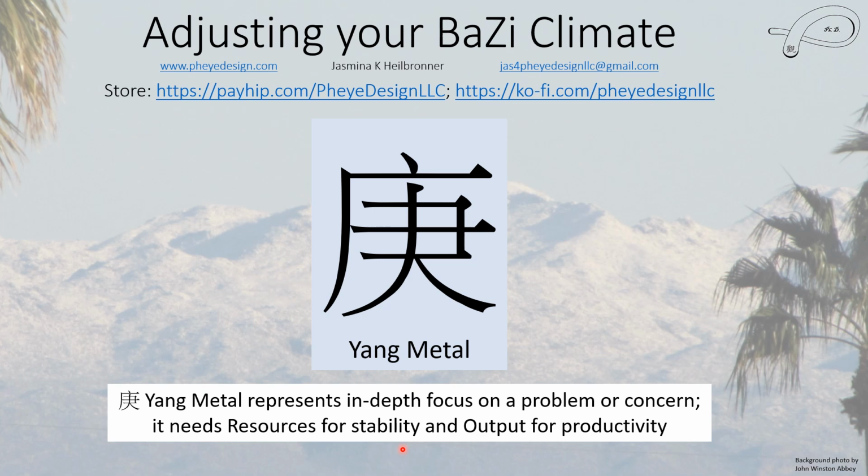The chaos in a yang metal's life tends to really bother them in terms of work because they don't like chaos. They want to be able to focus on their work and not worry about all this other stuff. But they also need output for productivity. And of course, resources is earth, and output is water. So that's true of any metal.